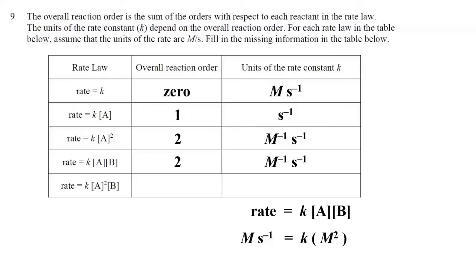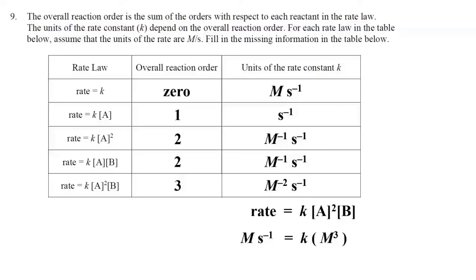All right, now I have second order with respect to A, first order with respect to B. 2 plus 1 is 3. It's going to be third order overall. So what should my units of the rate constant be in this rate law? I've got molarity per second on the left, but now I have the units of the rate constant times molarity cubed. So the units of the rate constant are whatever they need to be to make the units match on both sides of the equation. So now it would be molarity to the negative 2 power times seconds to the negative 1 power.